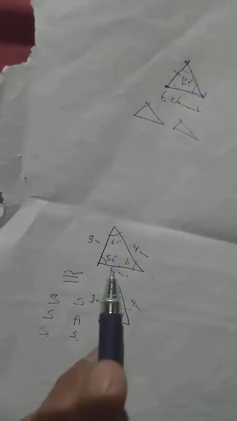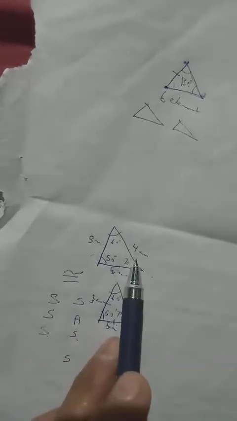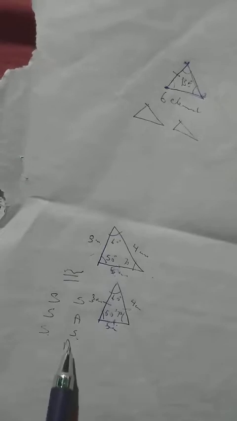Or sometimes we may know only one side, that is S. Then we know this one 50 equal 50, 70 degree. So in this case we know 2 angles and 1 side. Then in that case also we can say the triangles are congruent by ASA.